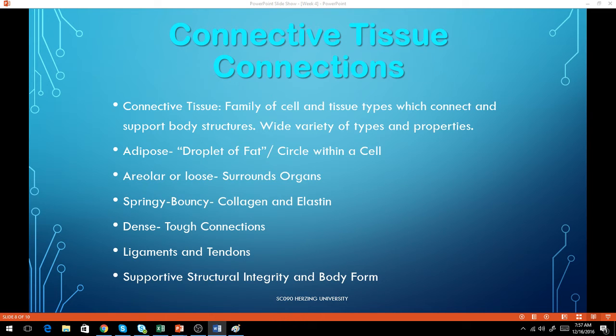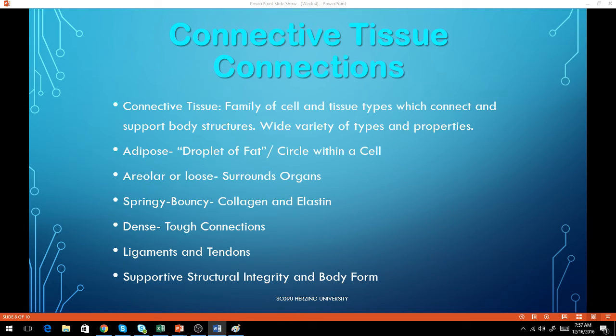Next, we move on to areolar or loose connective tissue. These tissues are used to surround and cushion organs. So we've got another type that surrounds organs and cushions them. They tend to be filled with a springy, bouncy combination of collagen and elastin. You're going to want to remember those two. Flick your earlobe for a quick primer on the properties of collagen and elastin. Your earlobe should be a little springy, a little bouncy, a little wiggly, almost kind of like a rubber eraser on a pencil.